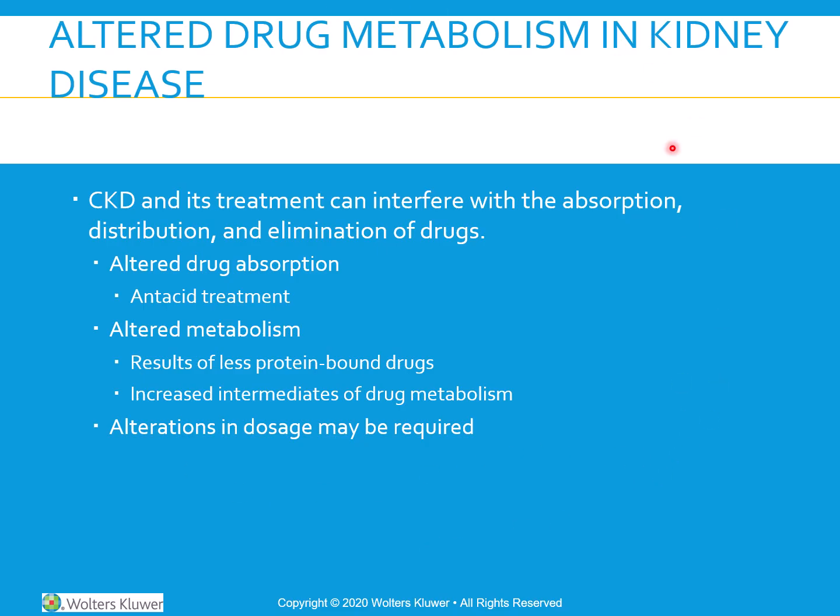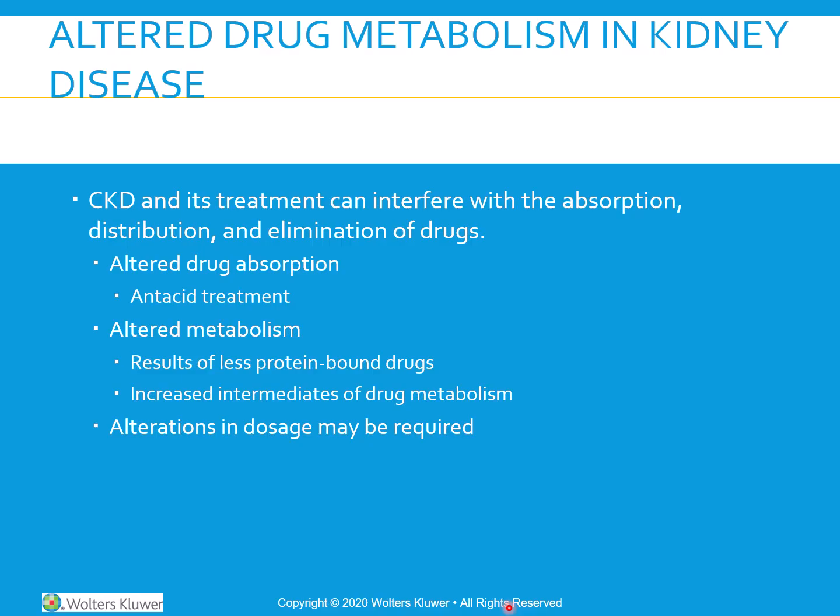We also see altered drug metabolism in kidney disease. I'm sure you've talked about this quite a bit in your pharmacology class. CKD and its treatment can interfere with the absorption, distribution, and elimination of drugs. So altered drug absorption is often caused by antacid treatment. We use antacid treatment to reduce the amount of phosphorus that's being absorbed in the body. Remember that calcium will bind to phosphorus and keep it from being absorbed. And so these patients often take antacids. But those antacids can also interfere with the absorption of other medications these patients are taking. So that's one issue with drug metabolism in these patients.